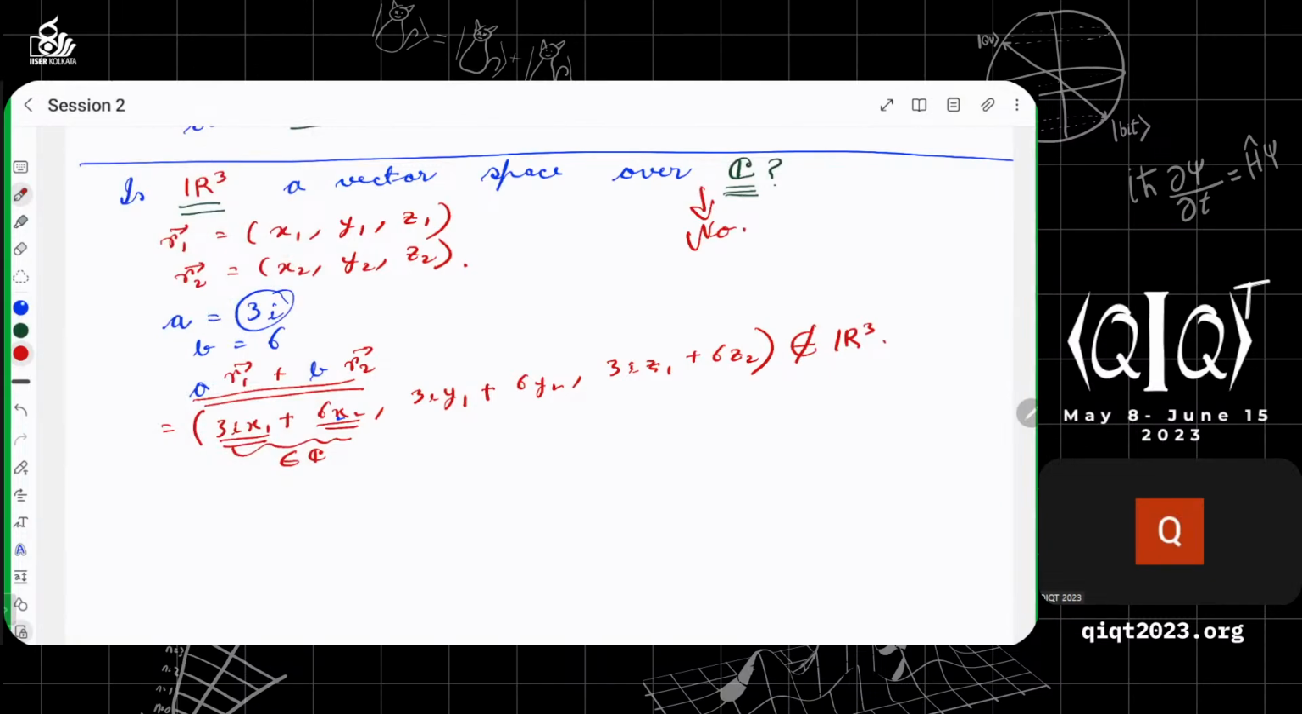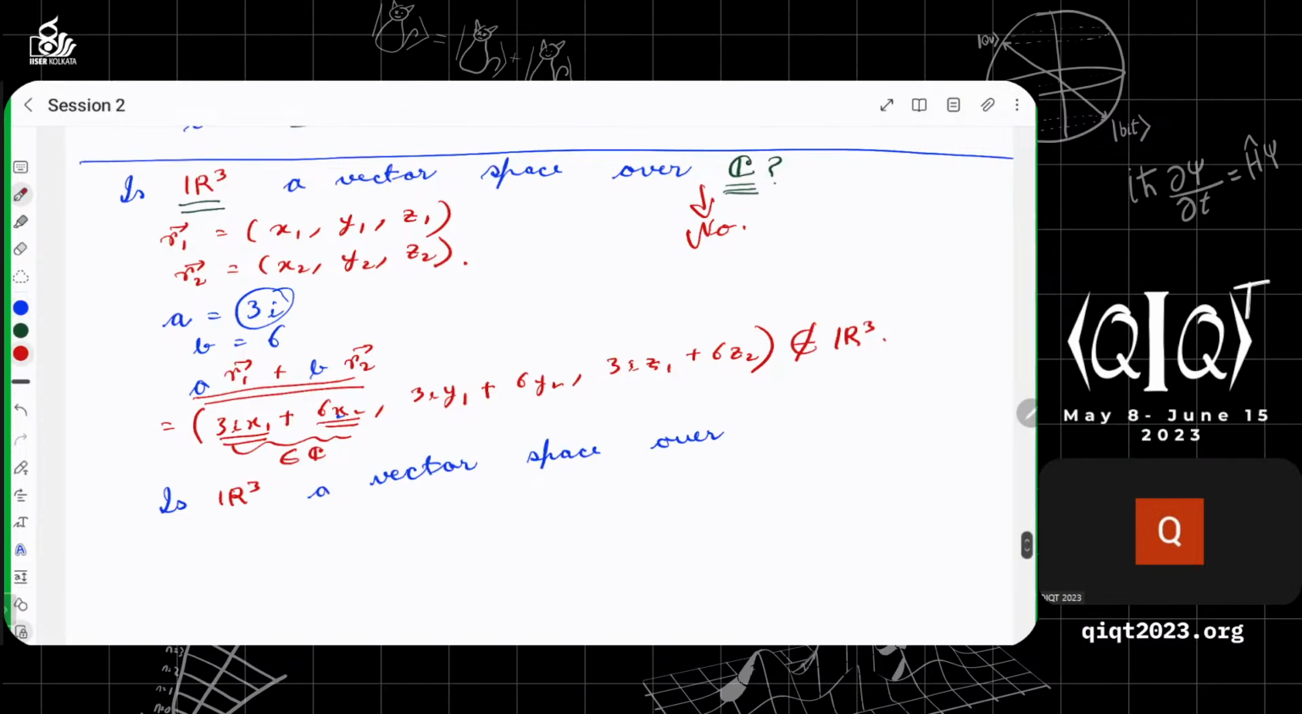But is R3 a vector space over R? Most certainly, yes. And so we knew that R3 is a vector space.